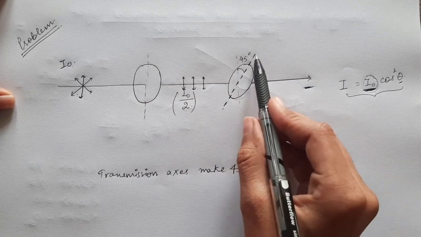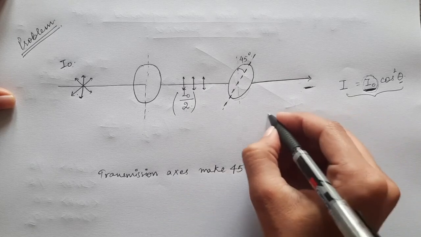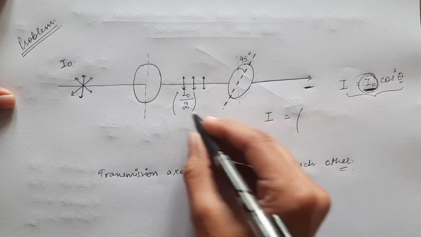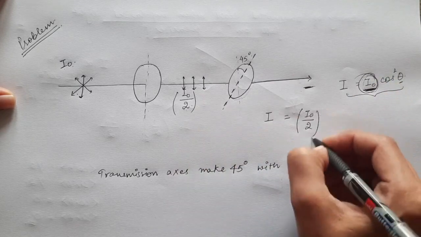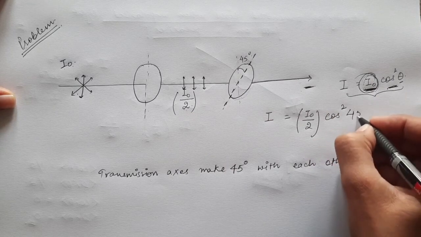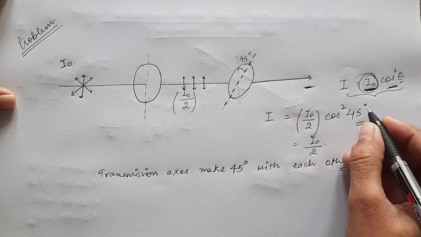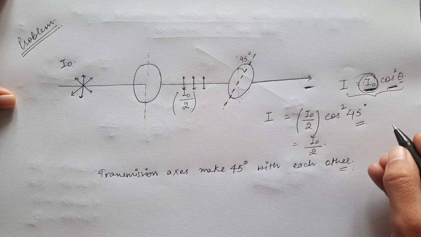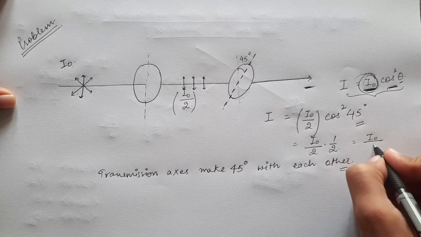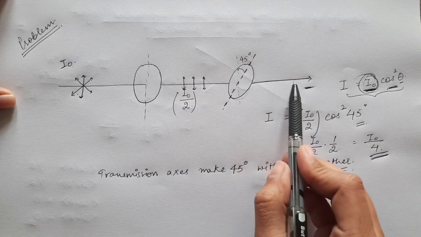Now when the 45-degree angle is made by the transmission axis with the electric field vibrations, the transmitted light will have intensity equal to the maximum intensity, that is I0 divided by 2, into cos square theta. So into cos square of 45 degrees. So you can solve this. This will be equal to I0 divided by 2 into what is cos 45 degrees? It is equal to 1 by root 2. So cos square 45 degrees will be equal to 1 by 2. So it will be I0 divided by 4. So this is the intensity of the transmitted light after the second polarizer.